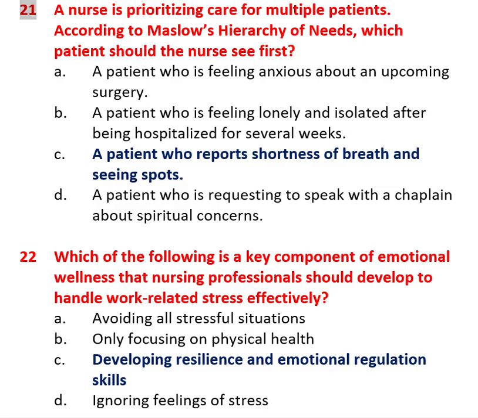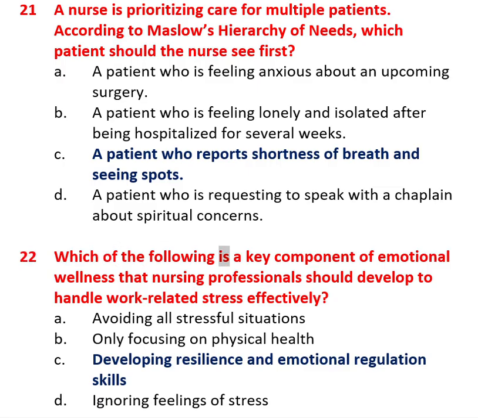Acceptance. 21. A nurse is prioritizing care for multiple patients. According to Maslow's hierarchy of needs, which patient should the nurse see first? A patient who is feeling anxious about an upcoming surgery. A patient who is feeling lonely and isolated after being hospitalized for several weeks. A patient who reports shortness of breath and seeing spots. A patient who is requesting to speak with a chaplain about spiritual concerns.